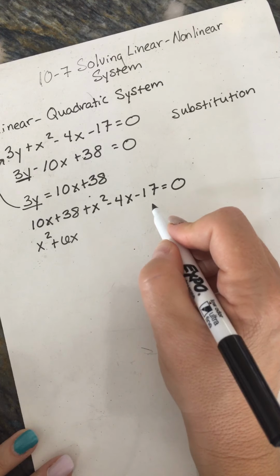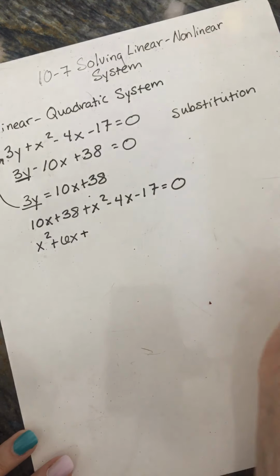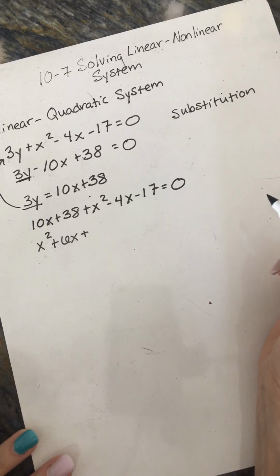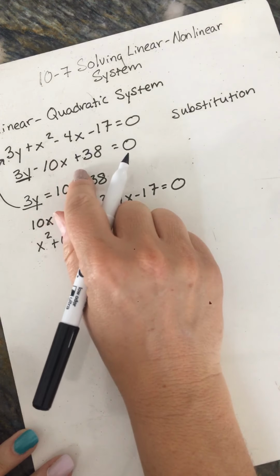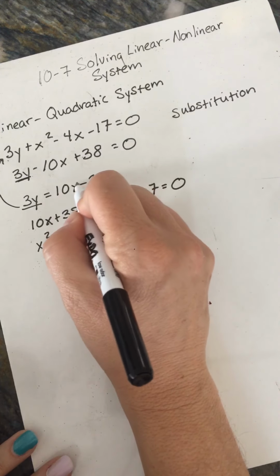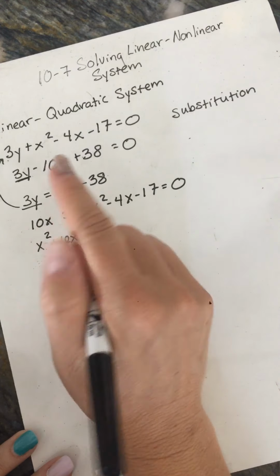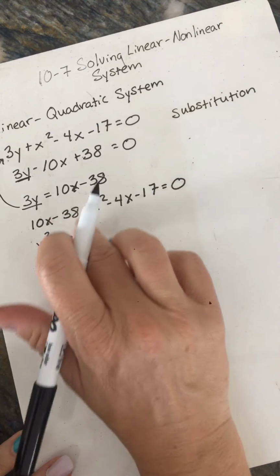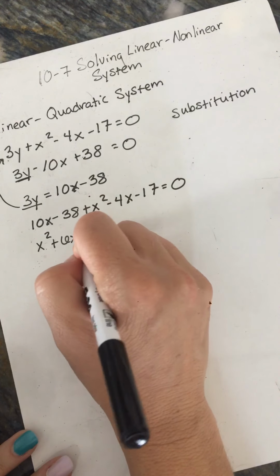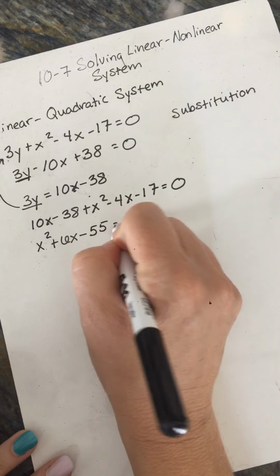Oh gosh, this should be a negative 38. Mrs. Carty. See, I just can't live without you guys in my life. I make mistakes. That will be a negative 55 equals 0.